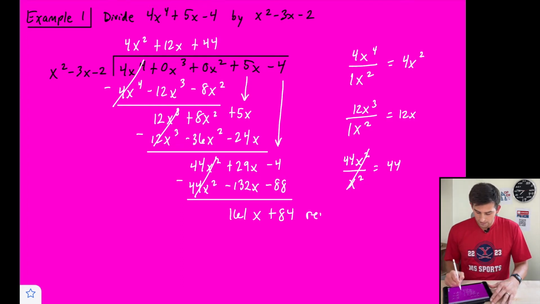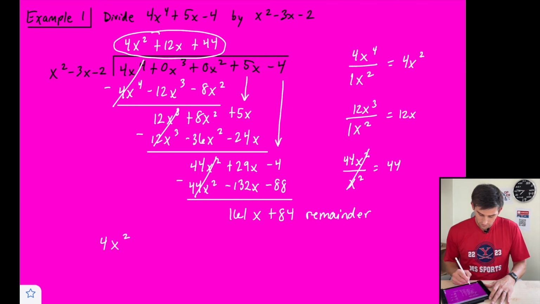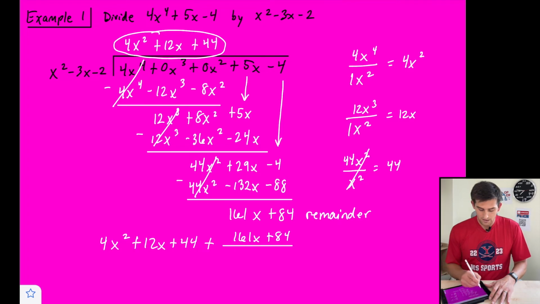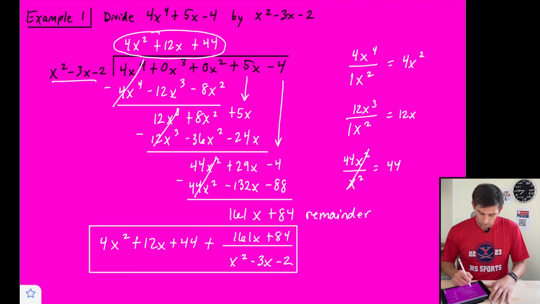This part right here is our remainder. So here's how we're going to write our answer. We're going to take what we have up here. So we're going to say 4x squared plus 12x plus 44, and we are going to add our remainder. So here's how we do our remainder. The numerator is the remainder that we got, 161x plus 84, and our denominator is our original divisor, so x squared minus 3x minus 2, and this would be the quotient to our problem.